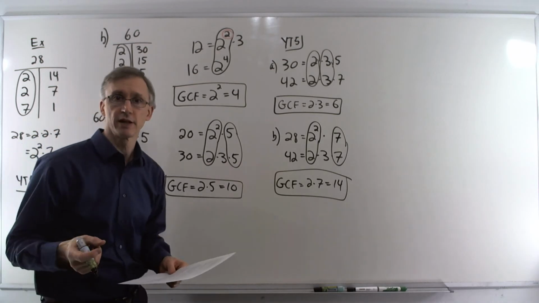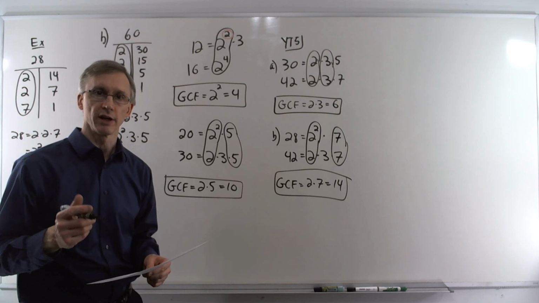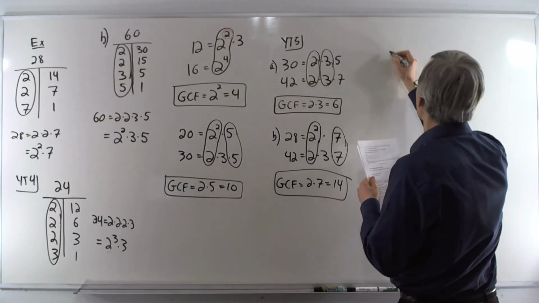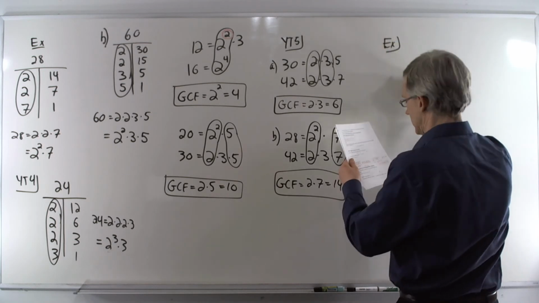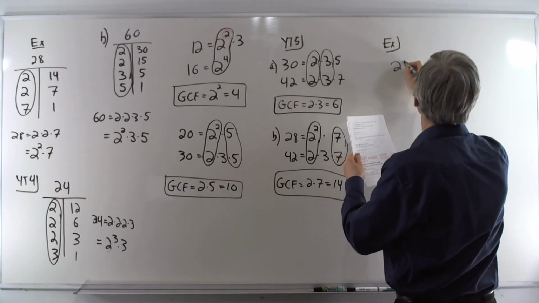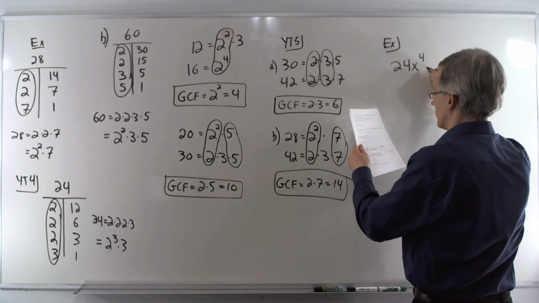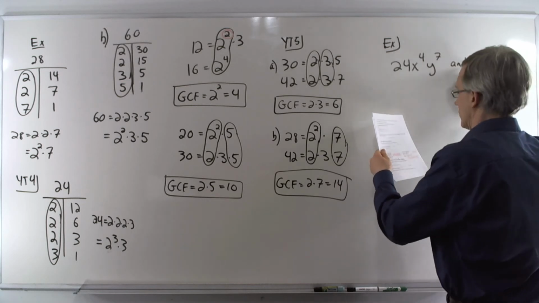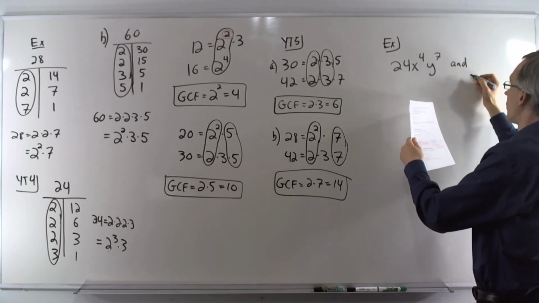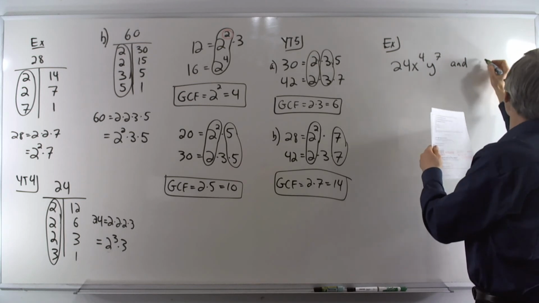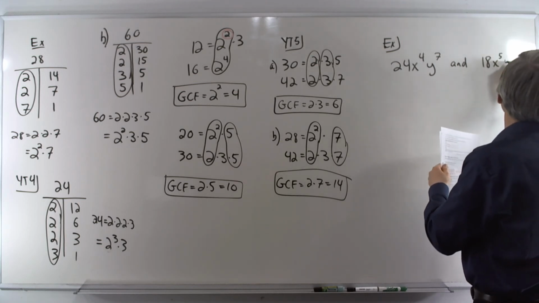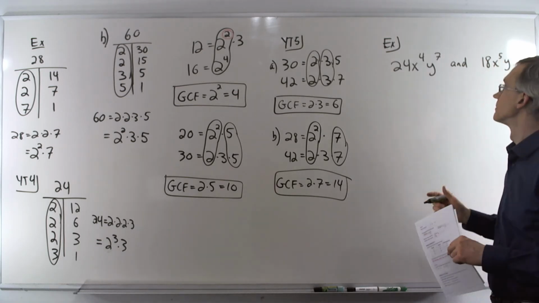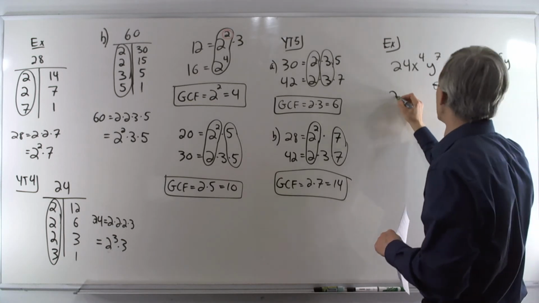All right, now we're going to put these two things together, and we're going to find the greatest common factor of monomials with coefficients. So first example, 24 x to the 4th, y to the 7th, and 18 x to the 5th, y to the 6th. So we're going to start off by doing the numbers. 24 and 18.